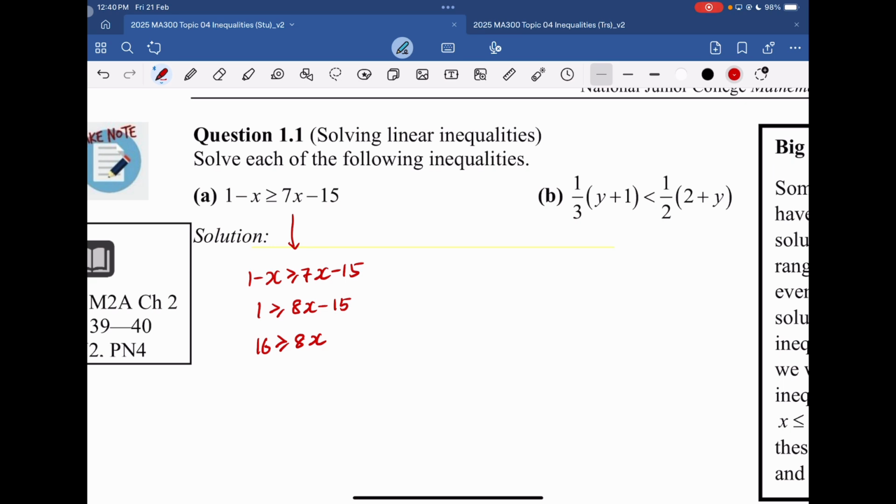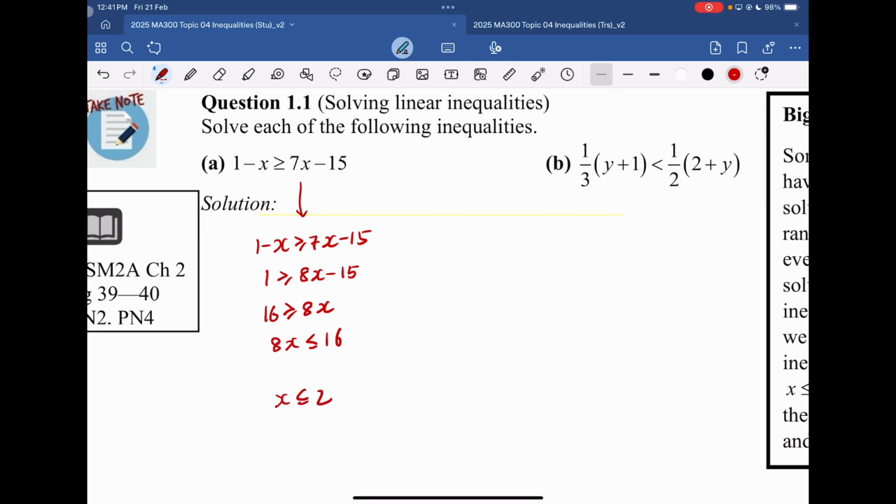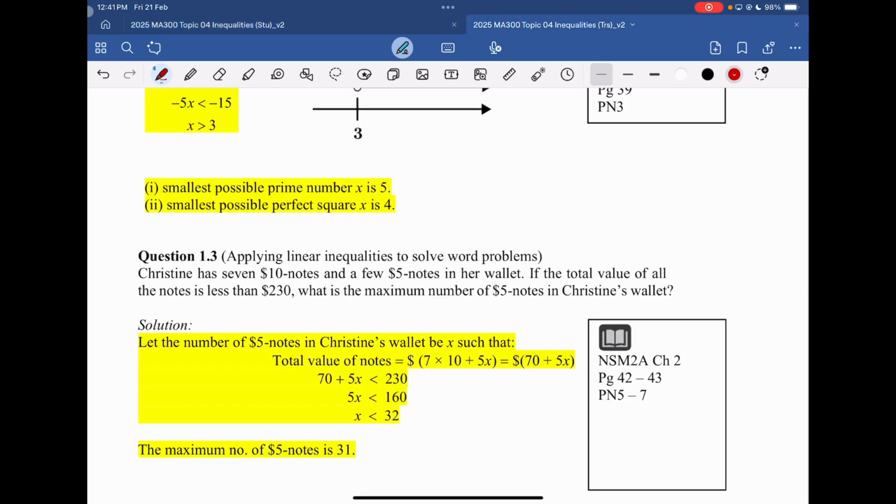Adding and subtracting doesn't change the sign. Now I swap it around. I like to prefer my variables on the left. It's the same as X less than or equal to 2. It is legit easy, right? You agree with me? Easy peasy lemon squeezy. Okay? So I write down the answer on the board.